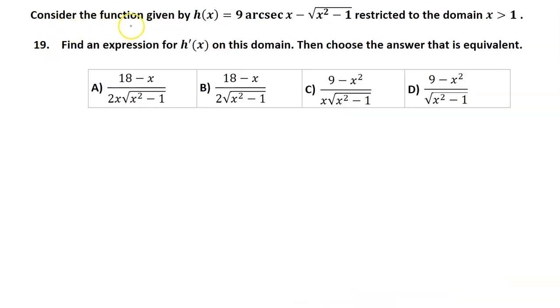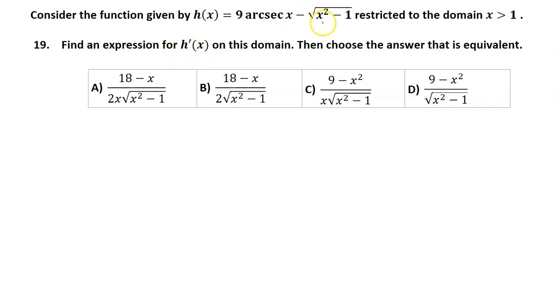Number 19, consider the function given by h of x equals 9 times arcsecant x minus the square root of x squared minus 1, restricted to the domain of x being greater than 1. Find an expression for h prime on this domain. Then choose the answer that is equivalent. So the bottom line is I need to take this whole function and find h prime.